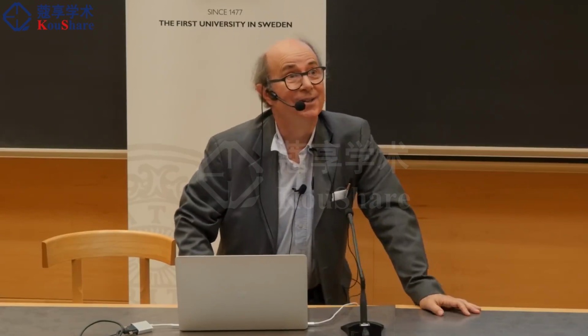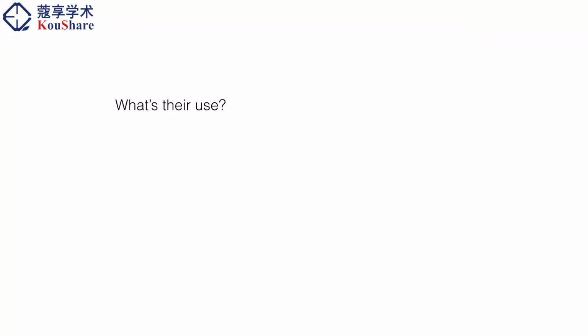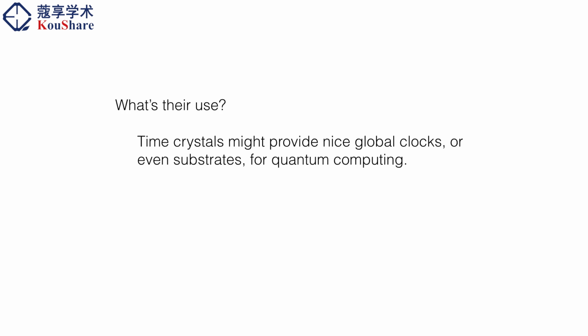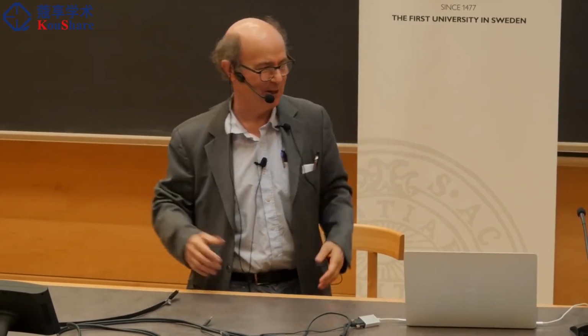So finally, there's a question which journalists are very fond of asking about time crystals. What's their use? And the honest answer is, I don't know. But the semi-honest answer is a little bit different. The one I actually give is that time crystals might provide nice global clocks or even substrates for quantum computing. If you have a quantum computer, just like for an ordinary computer, it's very useful in algorithms to have a global clock so that all the operations can be synchronized.